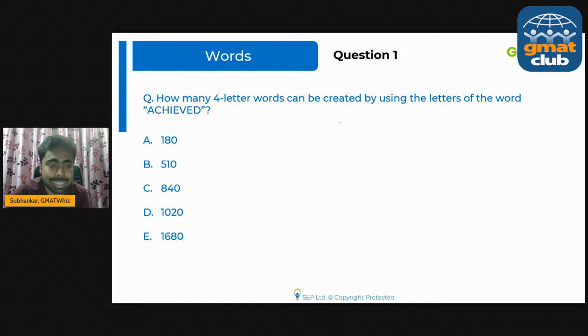Understand this, you can take it as a rule: whenever there is a repetition, the first thing I check is whether repetition is there. Yes. And am I using some of the letters? If I use all the letters, it's the previous question. But am I using some of the letters? Yes. So these are the two checkpoints. Is there repetition? Yes, there is. Am I using some of the letters and not all? Yes, I'm using some of the letters. In this scenario, I should definitely find out cases or scenarios.